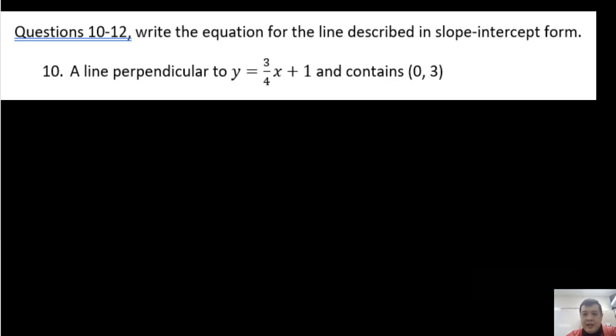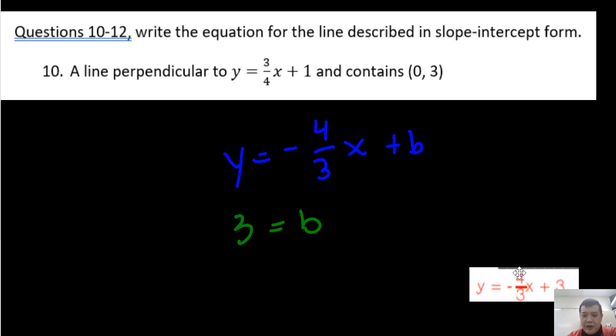Here it says write the equation for a line described in slope-intercept form. We have the y-intercept right here, so we're going to have y equals -4/3 x plus b. Plug in (0, 3): 3 equals b. So therefore our equation will be, in slope-intercept form, y equals -4/3 x plus 3.